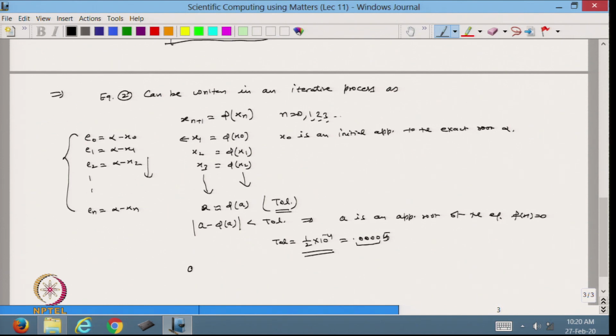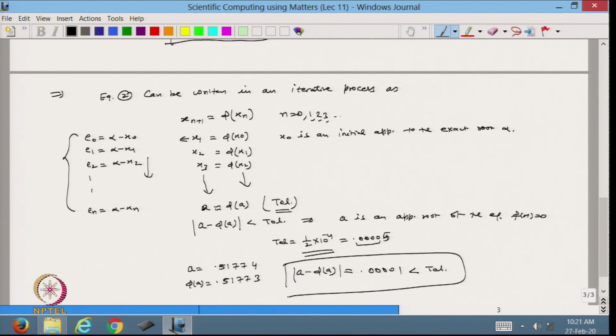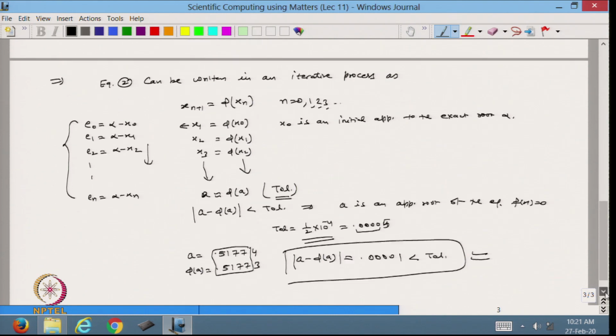Suppose my a is coming 0.51774, and my phi a is coming 0.51773. In this case my a minus phi a will be 0.00001 and it is less than the tolerance. So it will stop, that is satisfied. In this case I can say that my approximation is correct up to 4 digits. That is the way we can find the accuracy.